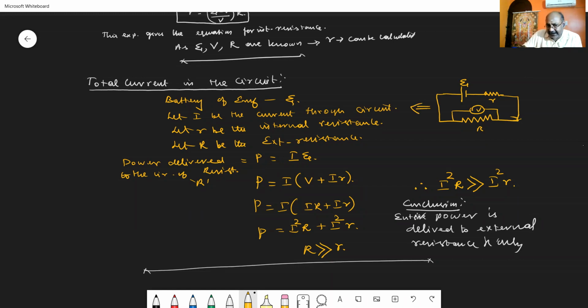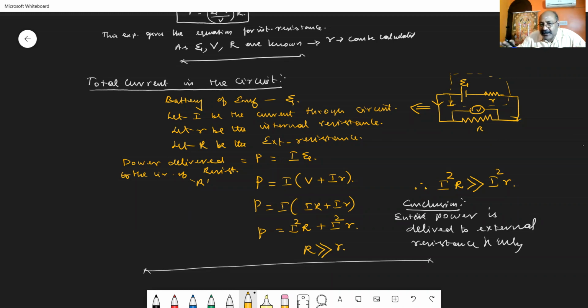Let us consider a battery of EMF E. The current that is flowing through this electric circuit, I am taking it as I. Let small r be the internal resistance of the cell, because when we are considering this, both are considered to be a single quantity. Then capital R is considered to be the external resistance.